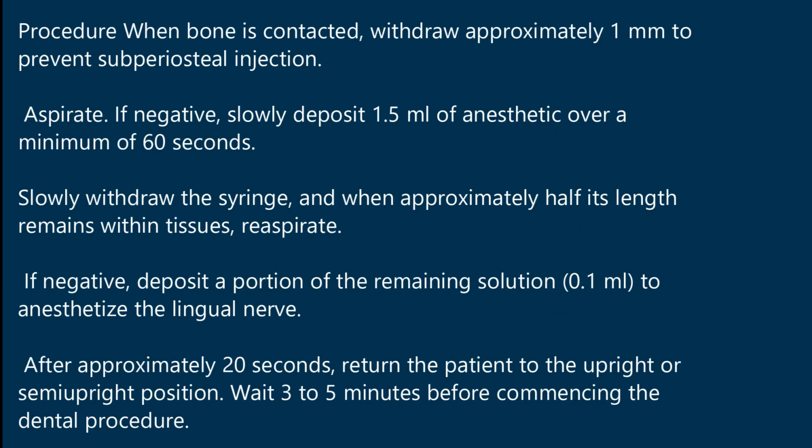Procedure. When bone is contacted, withdraw approximately 1 millimeter to prevent subperiosteal injection. Aspirate. If negative, slowly deposit 1.5 milliliters of anesthetic over a minimum of 60 seconds. Slowly withdraw the syringe, and when approximately half its length remains within tissues, re-aspirate. If negative, deposit a portion of the remaining solution, 0.1 milliliters, to anesthetize the lingual nerve.